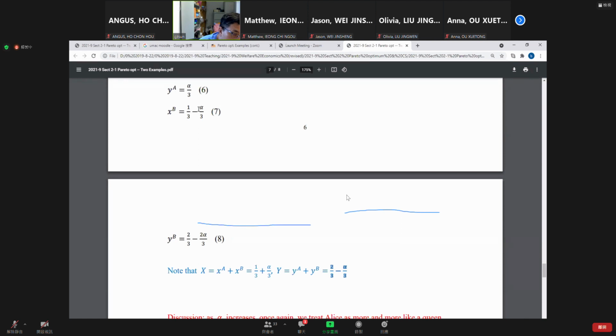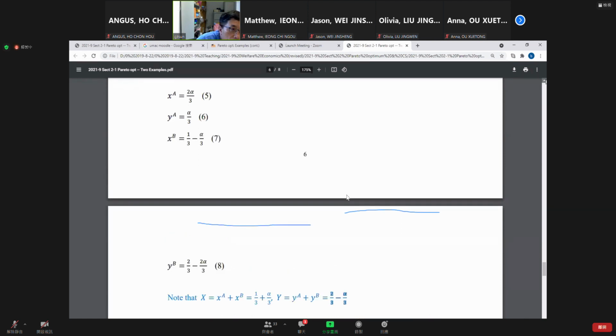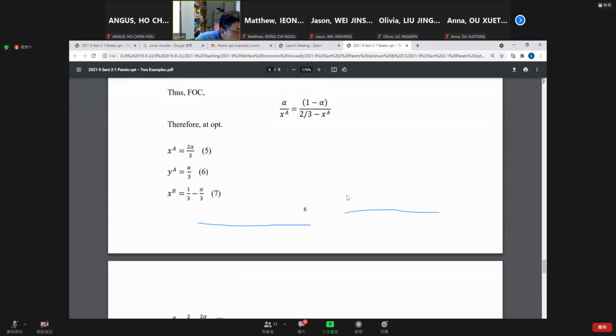When alpha equals 0, Alice doesn't matter. Alice is completely nobody, so we give nothing to Alice. This one becomes 0, this one becomes 0. We produce for one person, that is Bob.